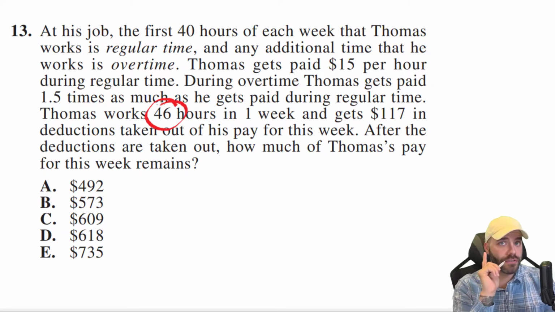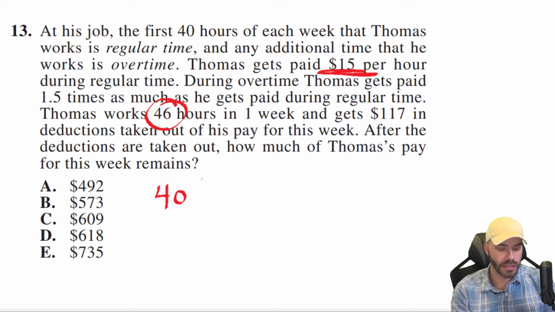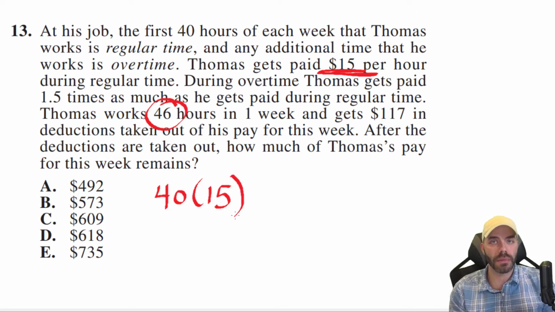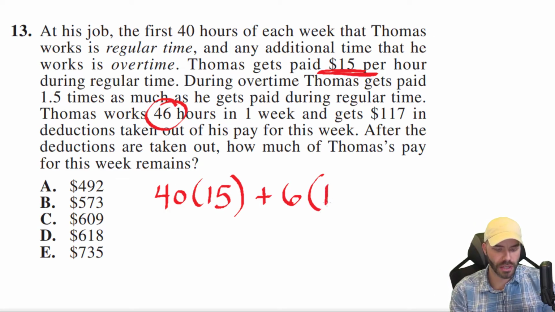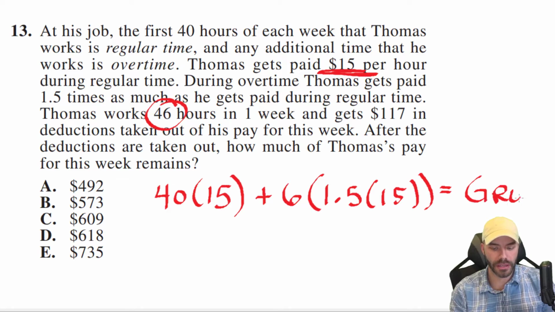46 hours, the first 40 hours is worth $15. After that, he gets 1.5 times as much. So 40 times $15 is going to count for his regular time. Now his overtime, he got 6 hours of overtime, and that's worth 1.5 times 15. So if you want to do this all together, 1.5 times 15. This would be his gross pay.